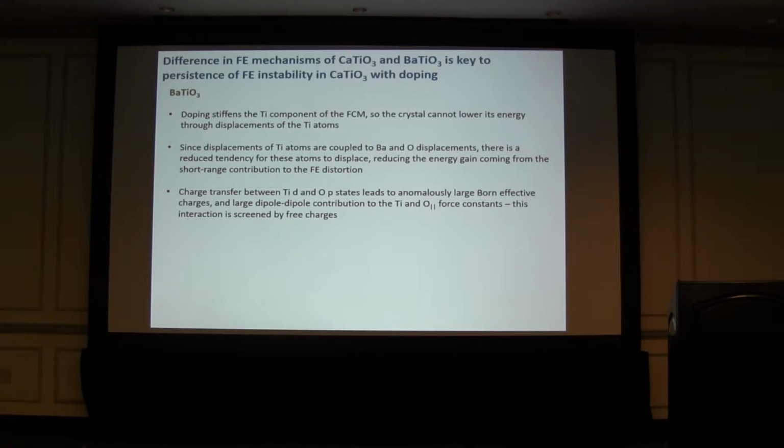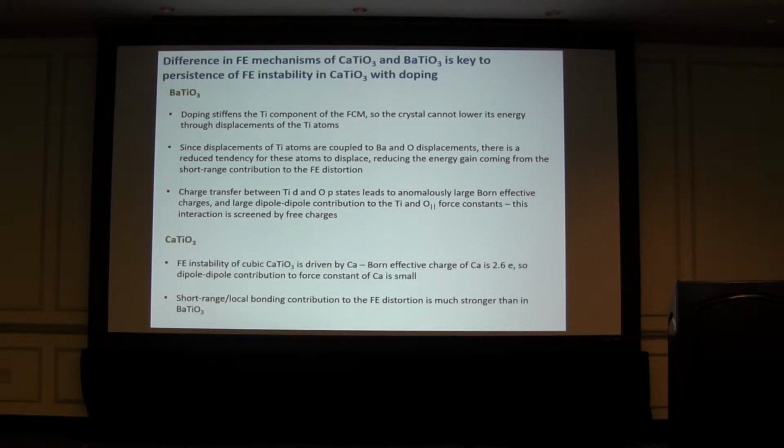And then charge transfer between the titanium D and oxygen P states leads to these anomalously large Born effective charges, and a large dipole-dipole contribution to the titanium and O-parallel force constants. That interaction is screened by free charges. In calcium titanate, the polar distortion is driven by calcium mostly. Its Born effective charge is pretty close to its formal charge. So the dipole-dipole contribution to the force constant of calcium is small. And the sort of local bonding contribution is much more important in calcium titanate than in barium titanate.